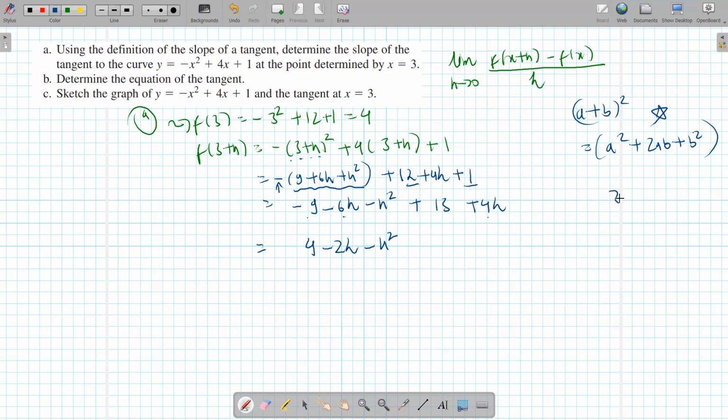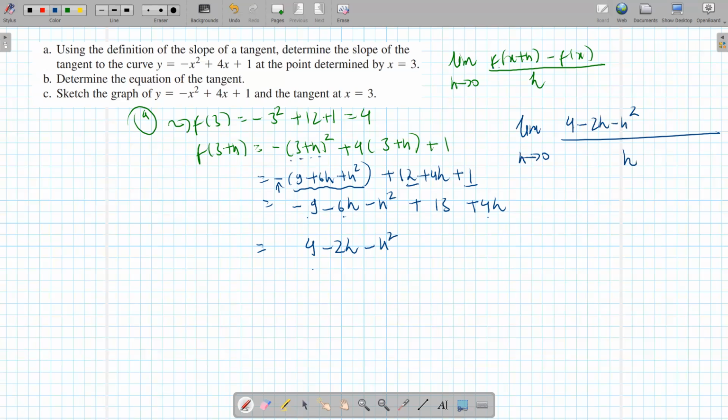And then you could have also absolutely done 3 plus h times 3 plus h and collected the like terms for the squared. But this saves us some time. And now what we're going to do is, again, limit as h goes to 0, with h on the bottom. What is f of x plus h? Well, in this case, it's f of 3 plus h because that's our x value. We just found it. It's going to be 4 minus 2h minus h squared, minus f of x, which is f of 3 for us. It's going to be minus 4, like that. And that's going to be our setup.